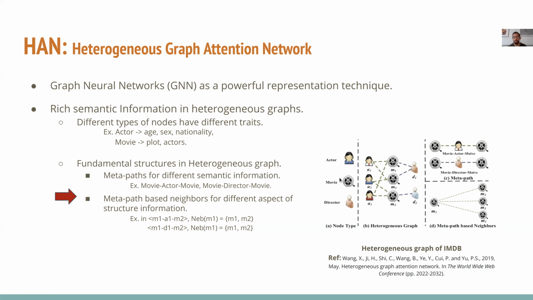We can see it in this graph: M1, A1, M2. M2 is a neighbor of M1, and the same for M3, if I work with the metapath movie, actor, movie. If I change the metapath to movie, director, movie, we can see that the neighbors for M1 will be only M2, not M3. So M2 happened to be a neighbor for M1 in both metapaths, but M3 happened to be a neighbor to M1 only in a certain metapath, which is movie, actor, movie.